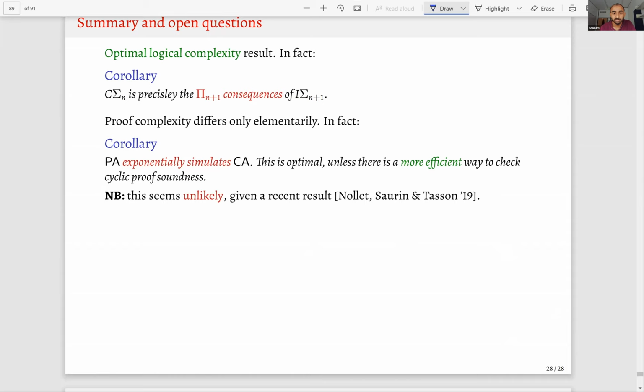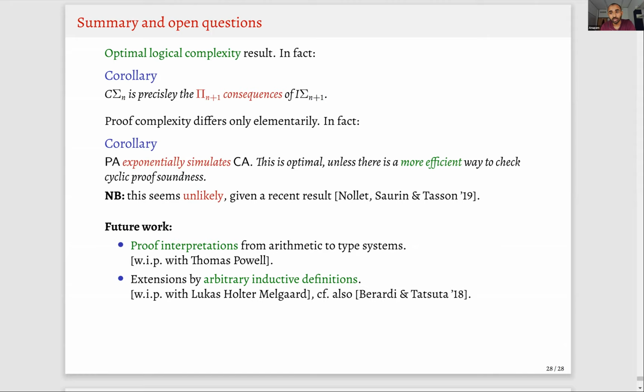Future work, so lots of people are doing really interesting future work, so I don't have time to talk about it all, but just on my side, I said right at the beginning that there are so many different worlds of cyclic proof theory now. And one of the things I'm trying to do with people I'm working with is to bridge some of these worlds. There's a lot of work in predicate logic and a lot of work in type systems. And in traditional proof theory, we have very well understood translations between these two worlds, namely proof interpretations, like Gödel's Dialectica or functional interpretation. And one particular question that I'm looking at right now with Tom Powell is to instantiate this for cyclic proofs.